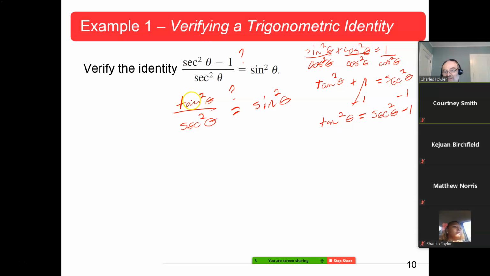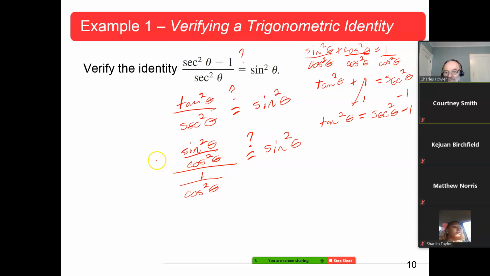Well, now let's get what is tangent squared theta. Tangent squared theta is sine squared theta, just like we had up here, over cosine squared theta. Over secant squared theta is 1 over cosine squared theta. Okay, the question is, is that equal to sine squared theta? We don't know, but we're going to see.